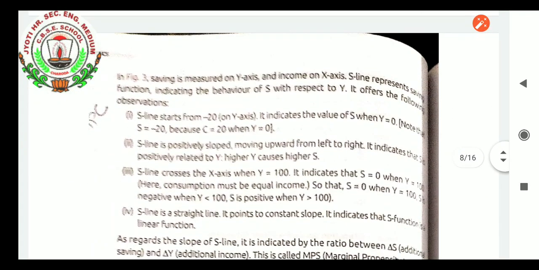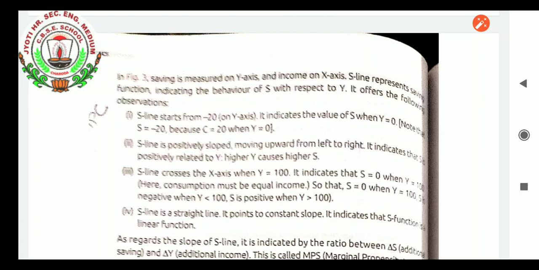So in figure 3, saving is measured on the Y axis and income on the X axis. The S line represents the savings function, indicating the behavior of S with respect to Y. It offers the following observations. S line starts from minus 20 on the Y axis. It indicates the value of S when Y equals 0. Note that S equals minus 20 because C equals 20 when Y equals 0.